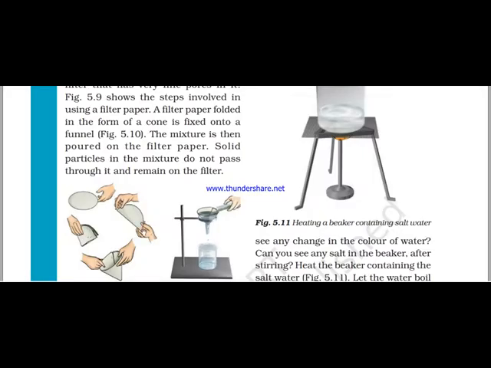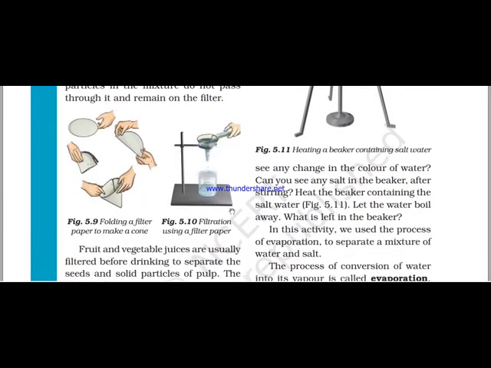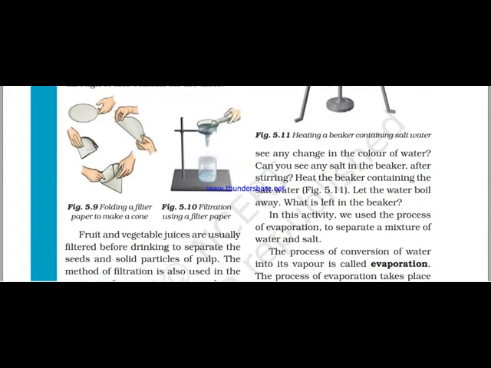Hello dear students. In our previous class we have studied about the method of filtration. Filtration method, it is very common method and it is generally used to filter fruits and vegetable juices before drinking them. And why do we filter these juices? Because we have to remove the seeds and solid particles of pulp from the juices.